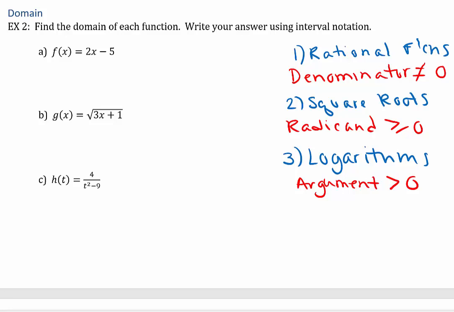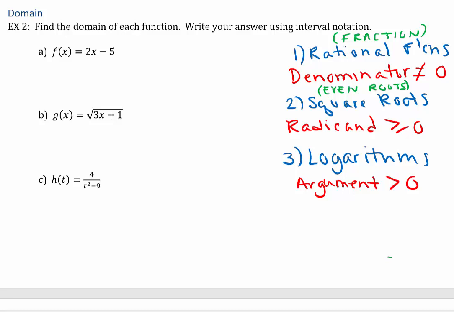So if you have a rational function, which is basically an algebraic fraction, to find the domain, you use the idea that you can't divide by 0. Division by 0 is undefined. So you say the denominator can't equal 0. If you have a square root, we're going to use the fact that the thing inside the square root, the radicand, has to be bigger than or equal to 0. The idea is you can't take the square root of a negative number. This is true for all even roots as well, fourth roots, sixth roots, etc.